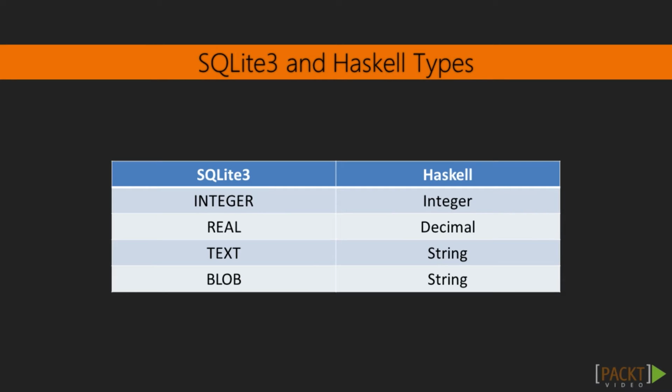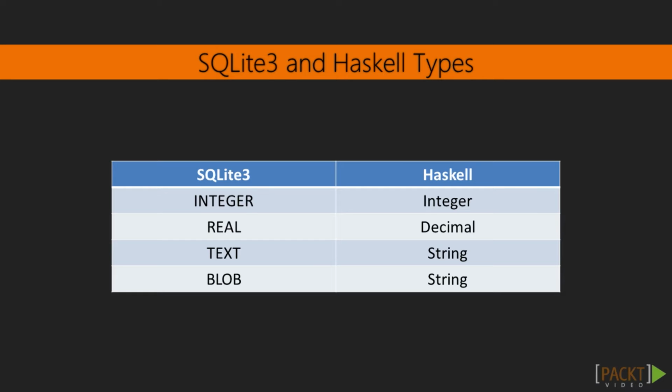So there are a few different data types in SQLite 3, and those types have Haskell counterparts. The 4 primary types are integer, real, text, and blob. And text and blob are almost the same types. I believe that one is for raw data and the other is for string data. But we can interpret both of those in Haskell as string. Integer corresponds to integer, real corresponds to decimal.